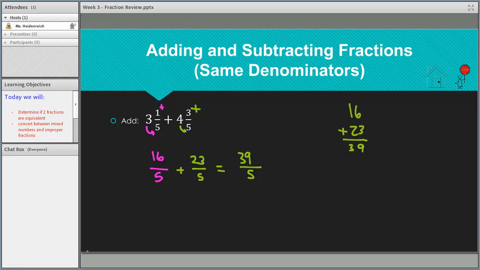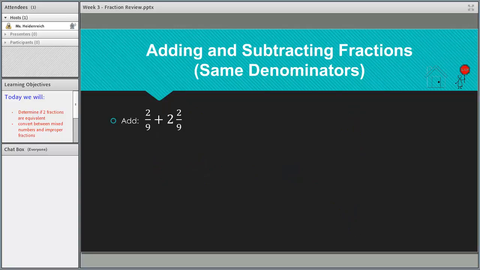And then if you want to change that back into a mixed number, you would do 39 divided by 5, which is 7. And then we have 4 left over. So that would equal 7 and 4 fifths. Okay, so that's our mixed number answer.